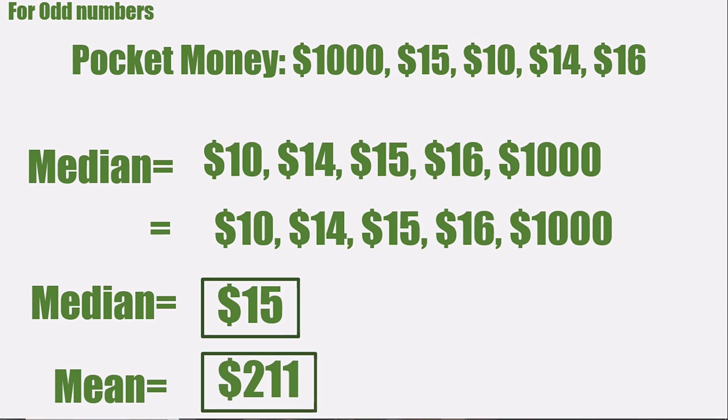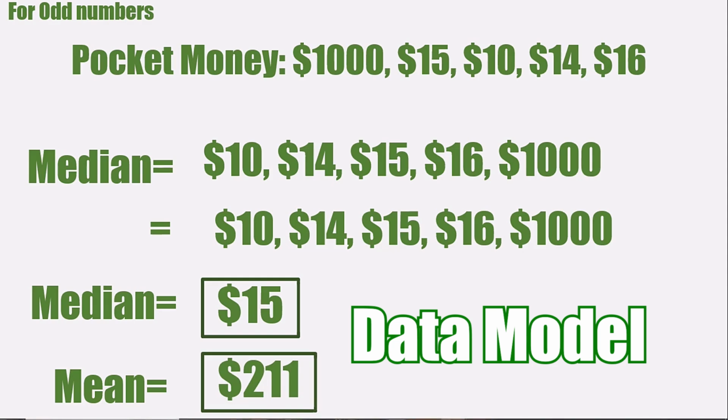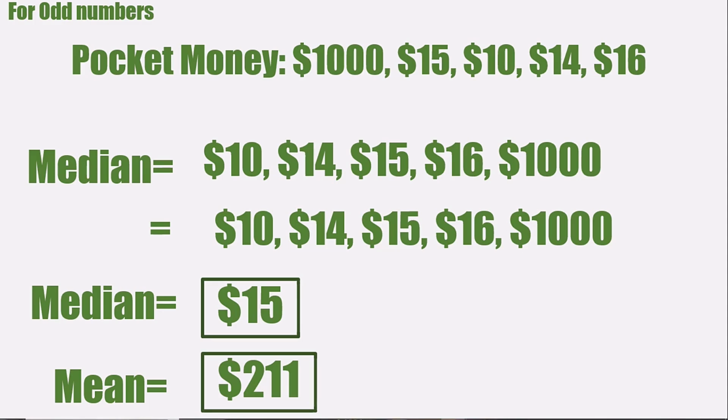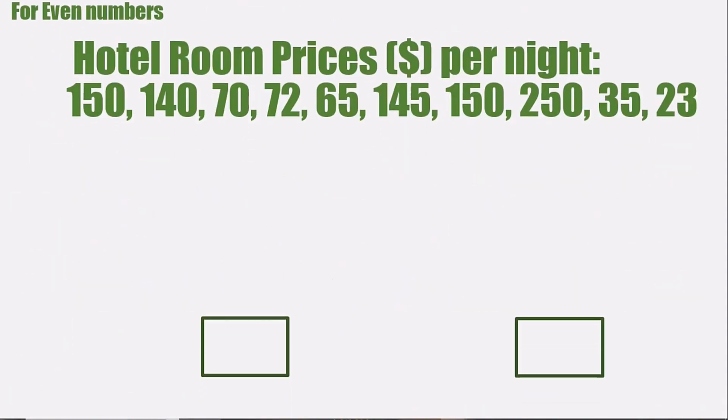Now, if you're creating a data model in Excel, which we shall see how to create later on, and you are guessing that in future the dataset might change, then you better use the median than the mean. So that's how you can calculate the median for odd numbers. Now let's go to even numbers.